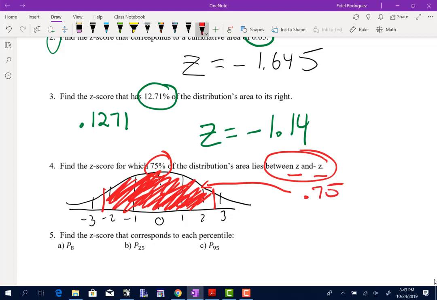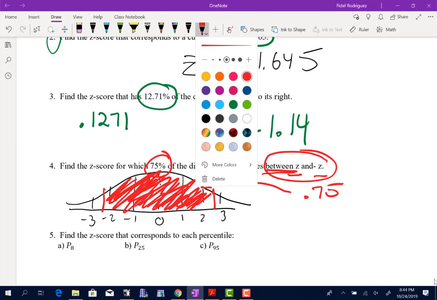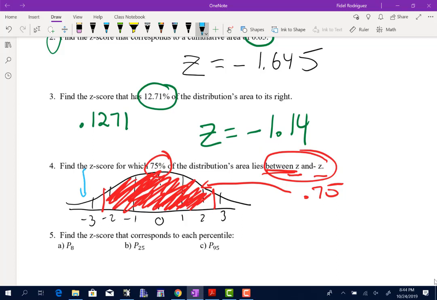Does that make sense? Okay, so we know that area is in the middle, because how do I know it's in the middle? Because of the word between, right? So let's think about it this way. If there's 75% in the middle, what percent would be left for these two pieces? 25%, right? Because the whole area has to be 100%. So those two pieces have to be 25%. But because this graph is symmetric, couldn't I take 25, divided by 2, that would give me 12.5% or 0.125.